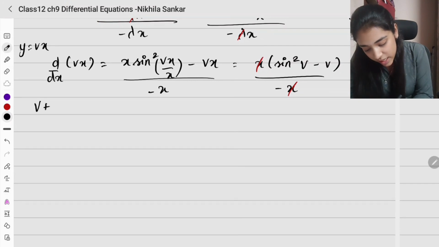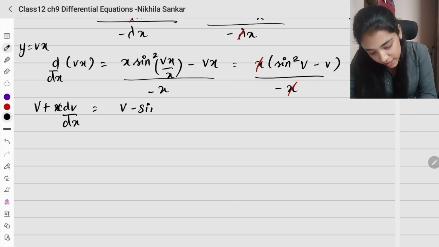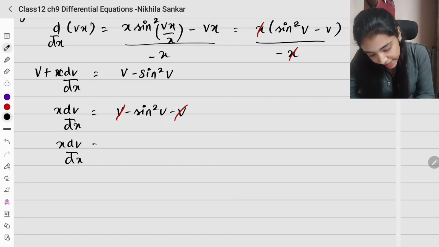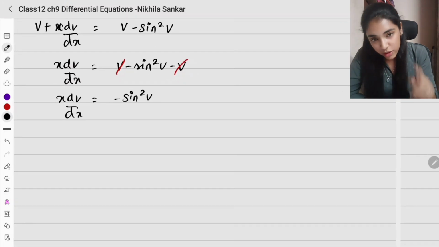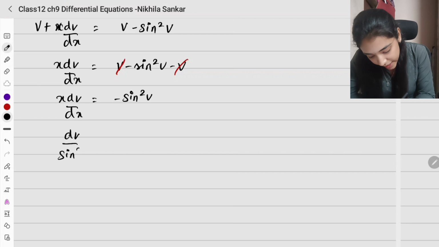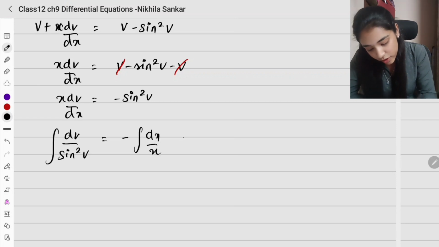Left hand side என்ன இருக்கு? v plus x dv by dx equals minus multiply பண்ணா v minus sin square v. Now x dv by dx இந்த பக்கம் v கொண்டு போனா I'll have v minus sin square v minus v. v and the minus v gets cancelled. So I'll be left with x dv by dx equals minus sin square v. Taking v to one side and x to the other side, I have dv by sin square v equals minus இங்கே தான் இருக்கு dx by x. Integrating on both sides.